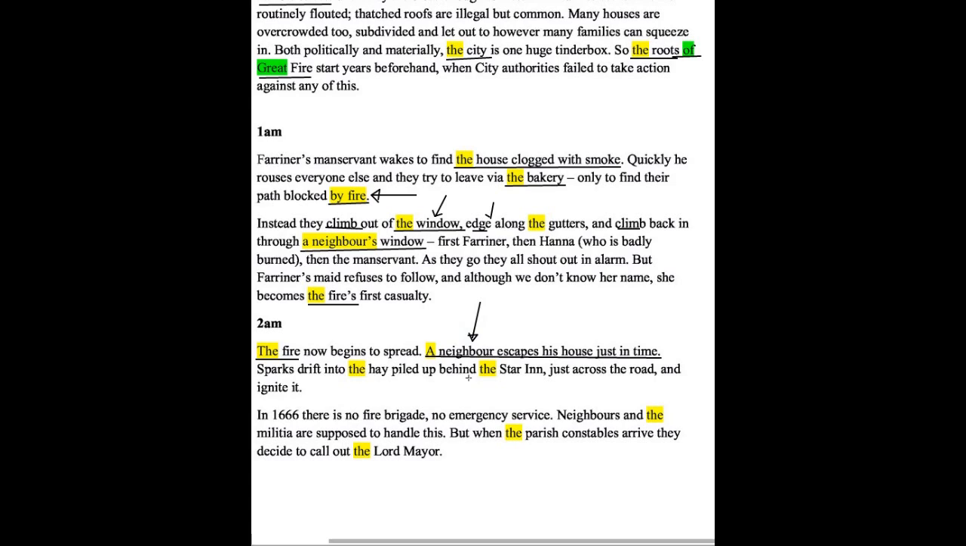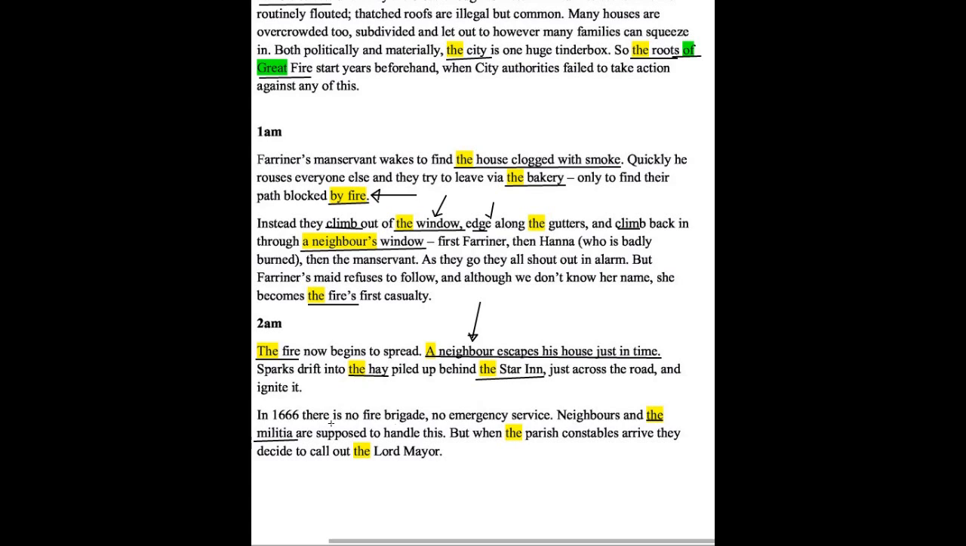Sparks drift into the hay piled up behind the Star Inn. So we know which hay here. It's the hay piled up behind the Star Inn, and because we know these places, it becomes very definite. In 1666, there is no fire brigade, no emergency service, neighbours, and the militia, the police. We still say the police. We mean only that organisation.